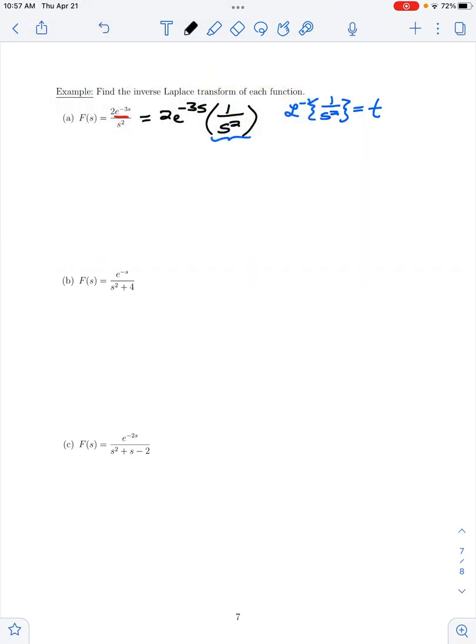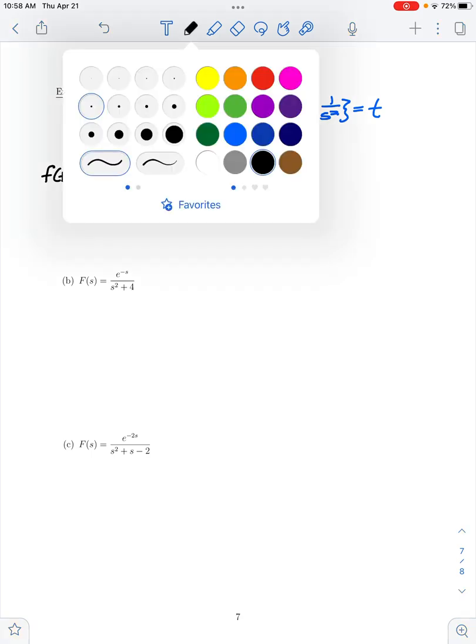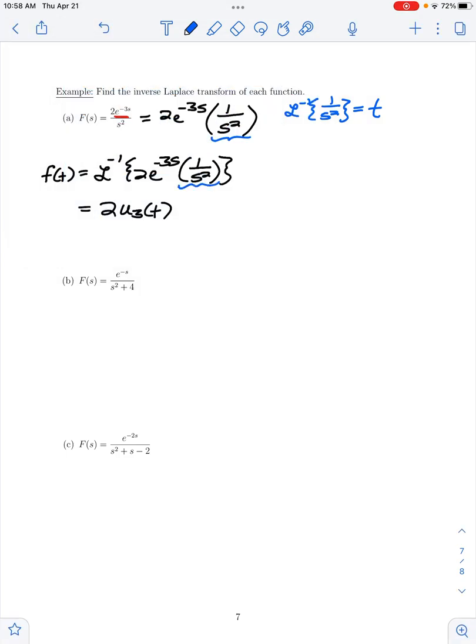So by property number 13 from my Laplace table, the inverse transform, f of t, that is the inverse transform of 2e to the negative 3s times 1 over s squared, is given by, well, I have the constant 2, and because of the e to the negative 3s, my inverse transform is going to have a unit function at time 3, and then I multiply by the inverse transform of whatever came after that exponential. Inverse transform of 1 over s squared was t, but shifted or translated 3 units to the right.